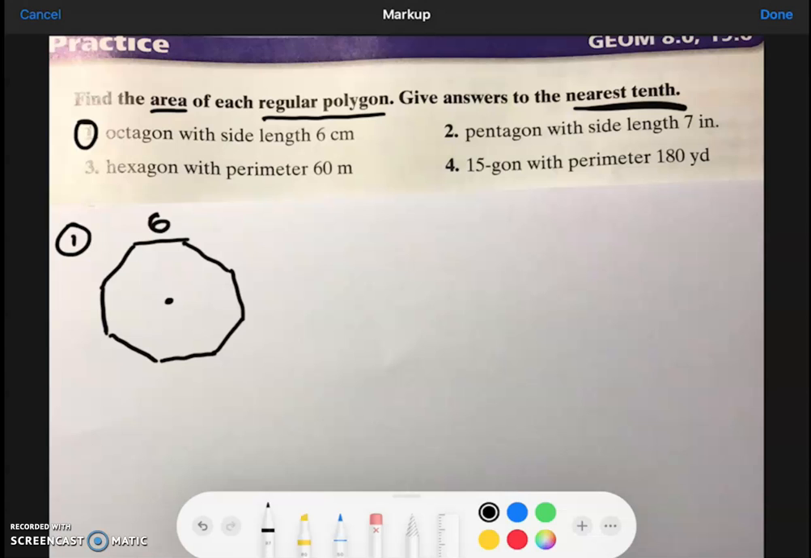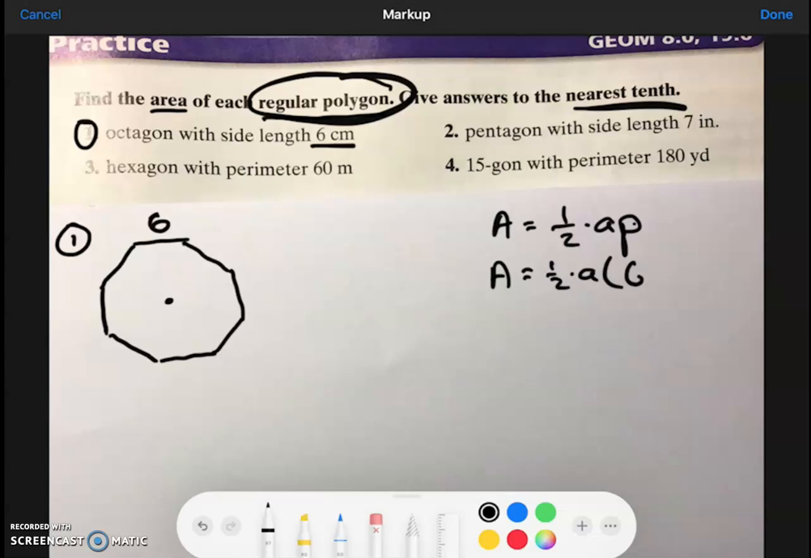And of course, with a regular polygon, the formula is 1/2 apothem times the perimeter. With a side length of 6, it should be easy to figure out the perimeter. That is, of course, 6 each side, and there are 8 sides in an octagon, so you go 6 times 8, of course, that's 48. The hard part, and this is going to take all the time, is to figure out what that red line is. That, of course, is the apothem.